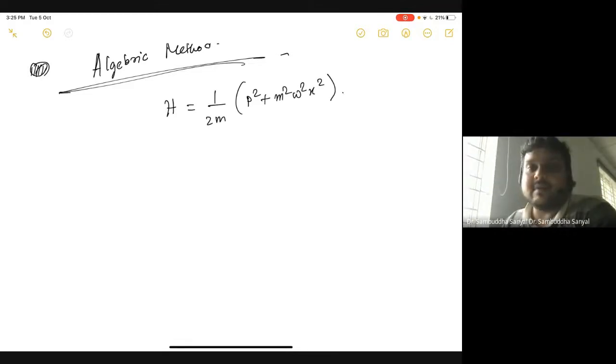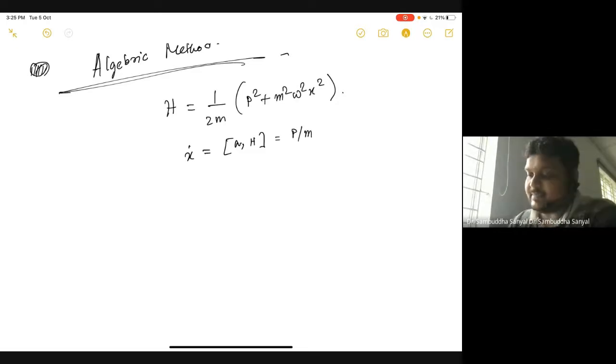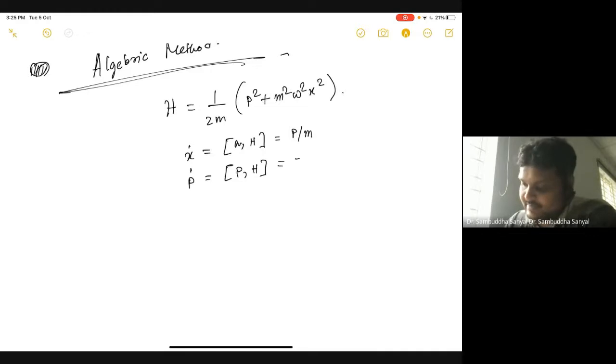Hamiltonian of the harmonic oscillator in classical mechanics and write down its Poisson bracket or Hamilton equation, which comes from the Poisson bracket formula. I'm writing it in terms of this square bracket, but it is actually the Poisson bracket. So this is the Poisson bracket differential equation. So x dot is p by m, and p dot is basically minus m omega square x.